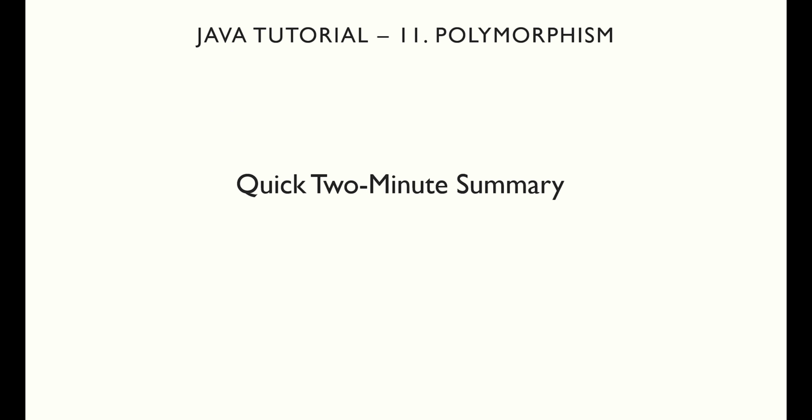Let's recap with a quick 2-minute summary. In Java, polymorphism is a process that performs a single action in different ways. A popular real-world example would be how you would react to people of different age in a particular situation. Polymorphism is achieved through methods having the same name, but different in number of parameters or type of parameters.